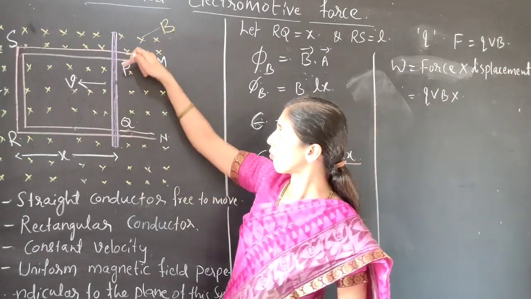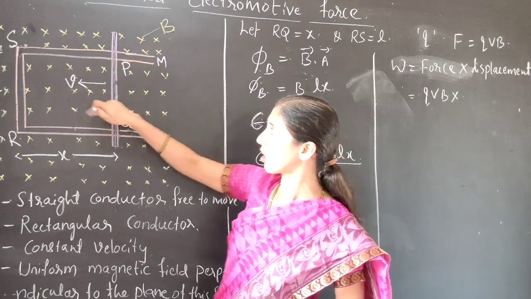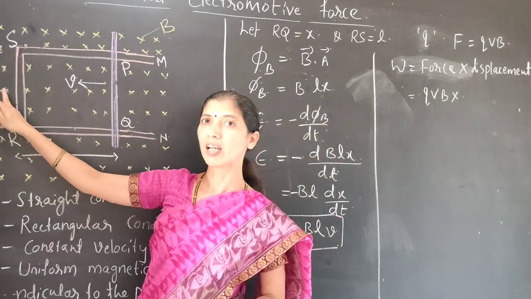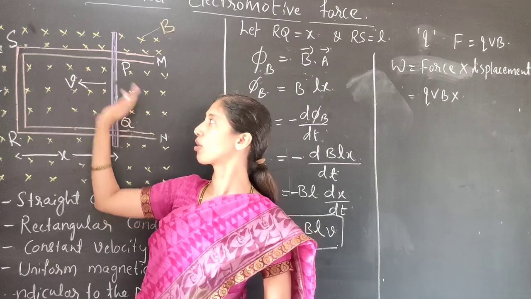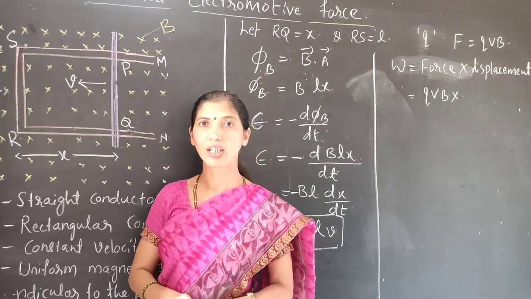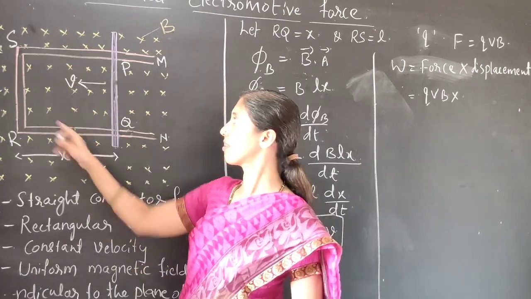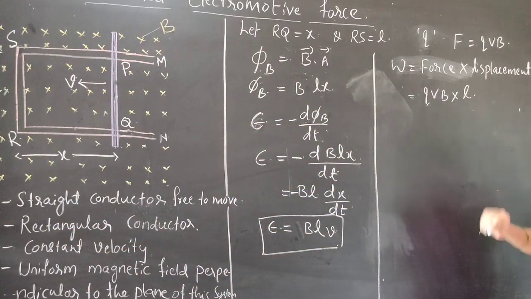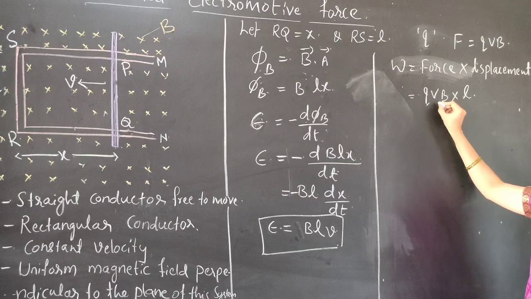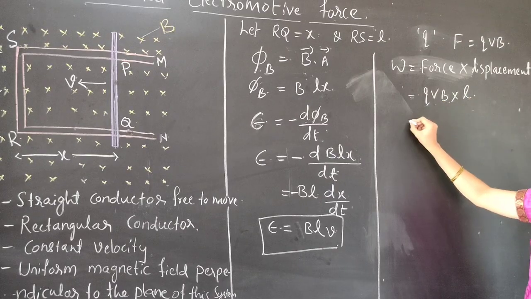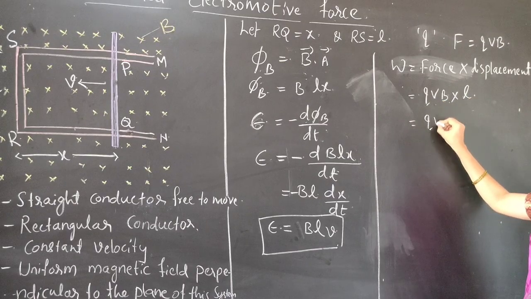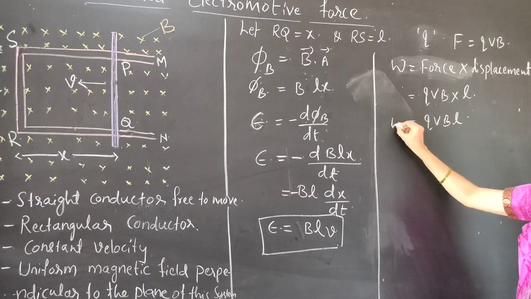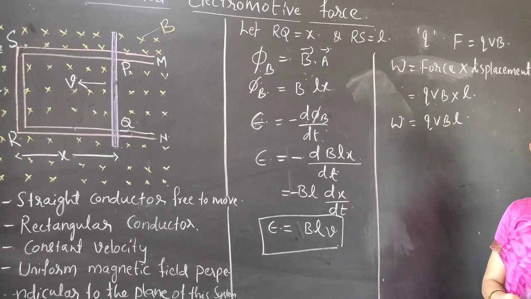Here, moving from P to Q, the length is L. The same length is considered here because opposite sides are equal in a rectangle. This is a rectangle, therefore the displacement is L. This is equal to QVB into L. So QVBL is the work done.